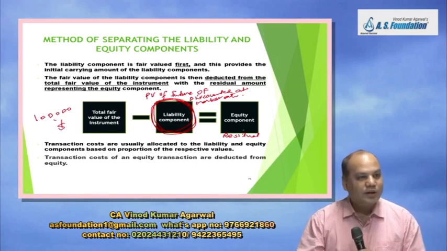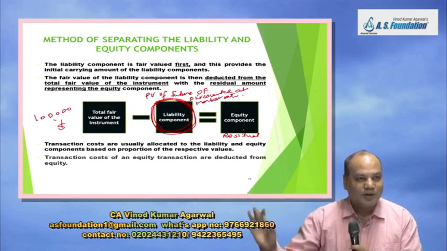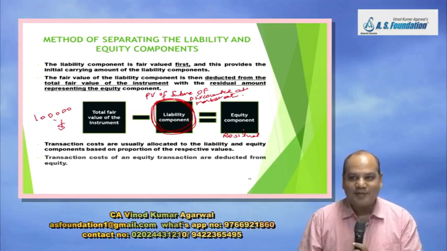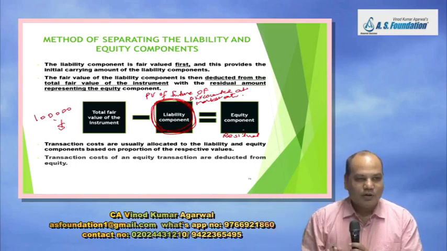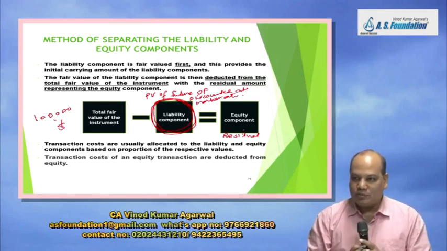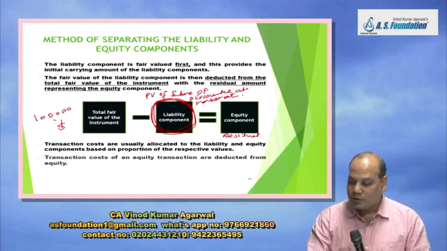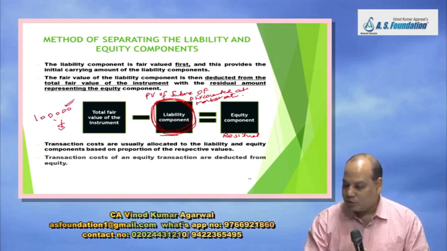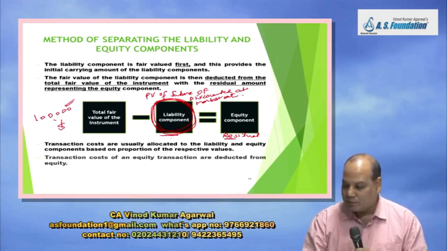Normally the equity component will get some positive value. In whatever questions are printed there, every time we will get some positive value. What if the equity figure becomes negative? Then you take the equity component as 0 only, if at all. So far it has never happened, but if it happens, then equity becomes 0. Then what about the transaction cost incurred to issue this instrument? The transaction cost will be allocated over the liability and equity components in the ratio of their respective values.